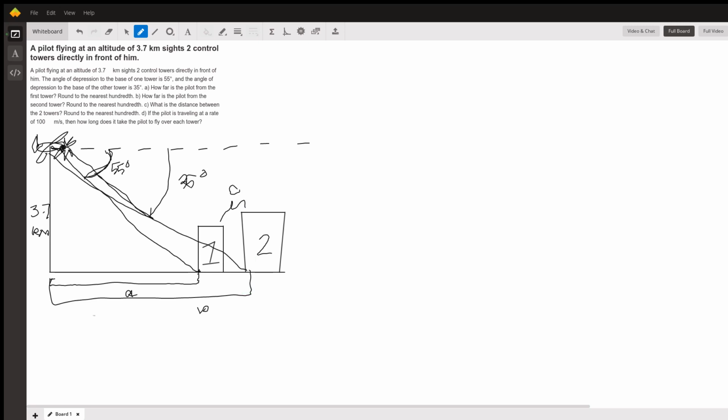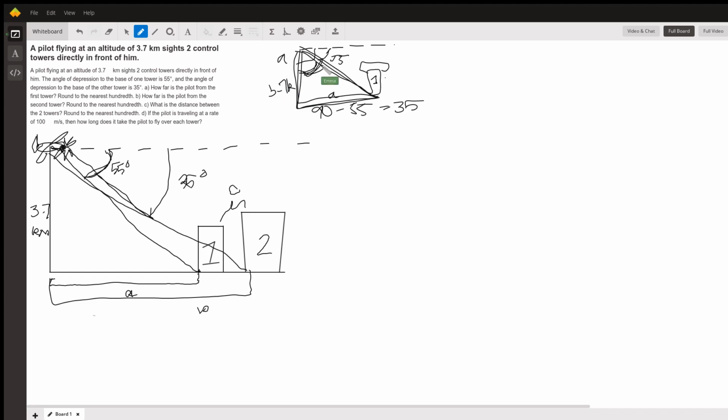Okay, so we'll start with A. So here's the picture, just smaller and just with tower 1. We know that the angle to the horizontal at the top is 55, but we want to find this angle. And if you notice, this is a right angle. So we could do 90 minus 55, and that equals 35. And then we have a triangle, and this is A down here. This we know is 3.7 kilometers, and we have this angle.